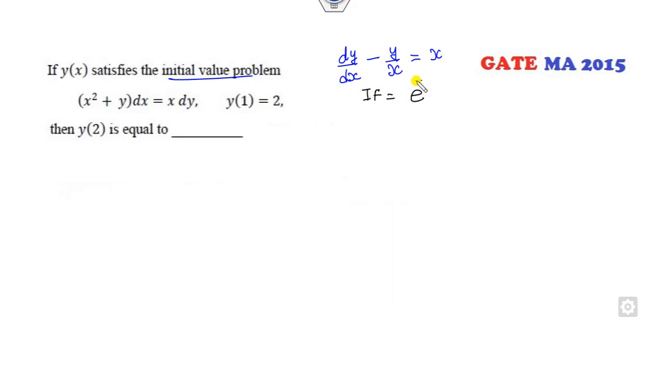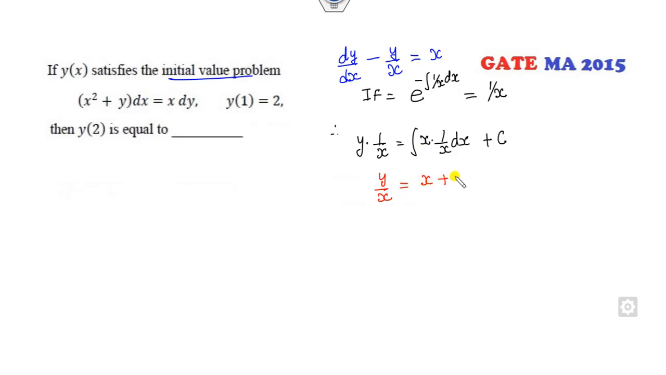This is e raised to the power minus 1 over x dx. So what is that? e raised to the power log x is 1 over x. So what is my solution? y into 1 over x equals the integral of x into 1 over x plus c. So my solution is y over x is x plus c.